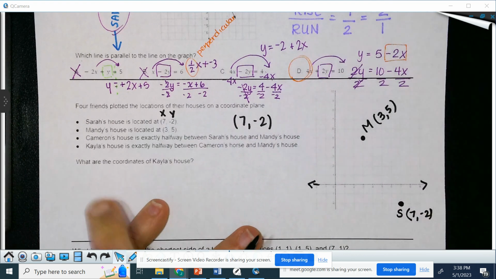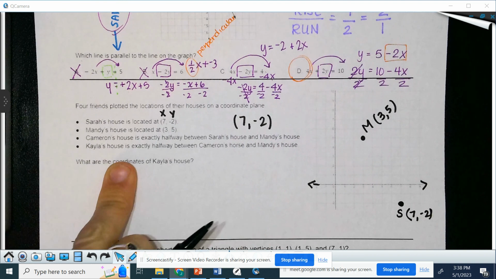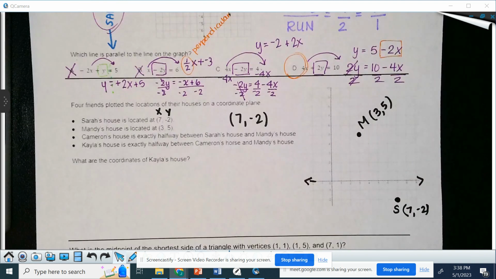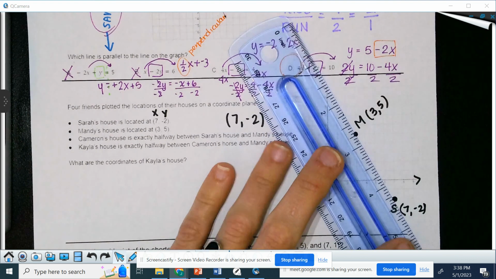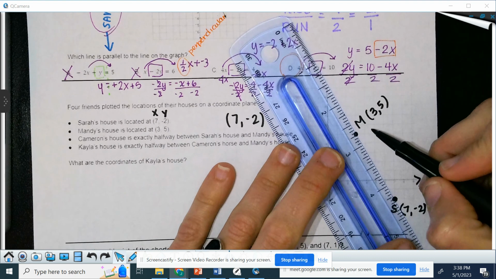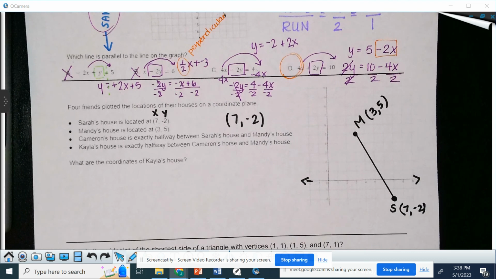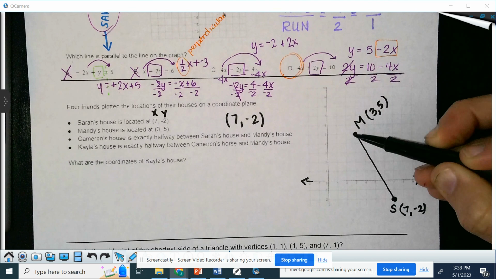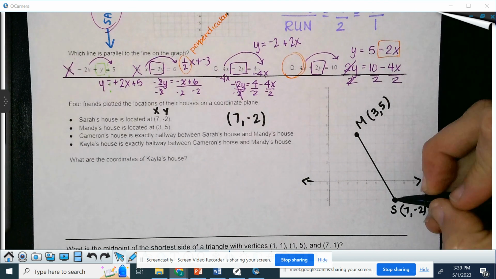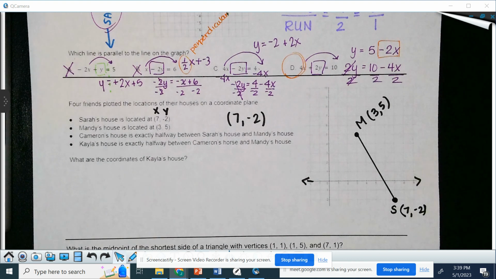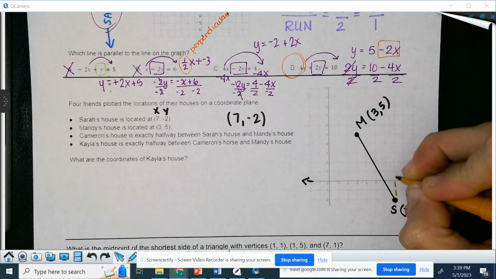Cameron's house is exactly halfway between Sarah and Mandy's house. Now, you guys didn't say one way or the other last week. Do you prefer graphing, or do you prefer algebraic for midpoint? Like using a formula. You want to calculate it or you want to graph it? All right, cool. So that means I need to find halfway between here and here. So I'm going to go up, see how many it is total. And that's going to be 1, 2, 3, 4, 5, 6, 7.